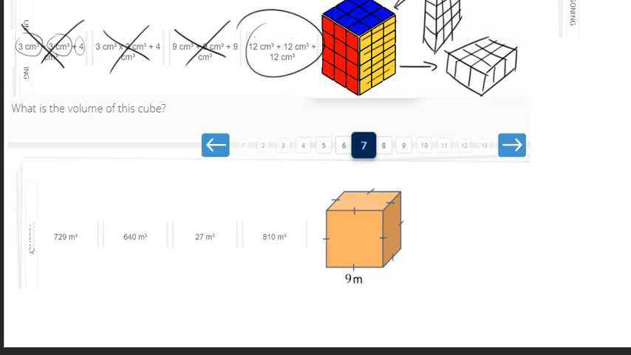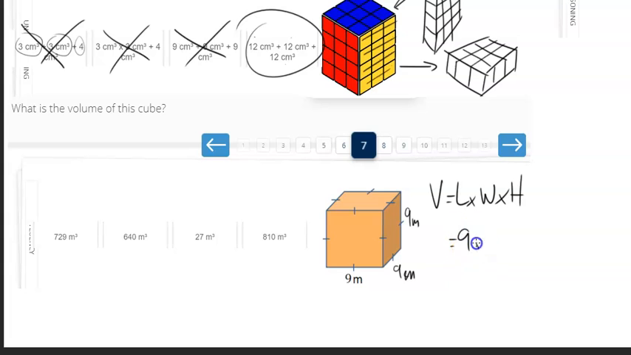And it's dictated by this little line here as well. So what does that little line mean? That just means that anywhere else I see that line, that is also 9 meters, 9 meters, 9 meters, 9 meters. And remember, a volume is just length times width times height.